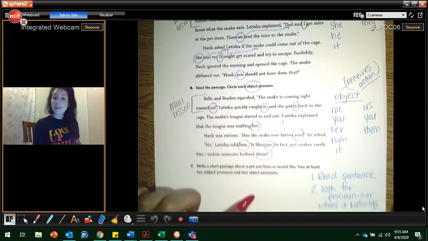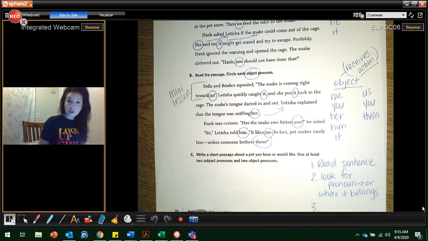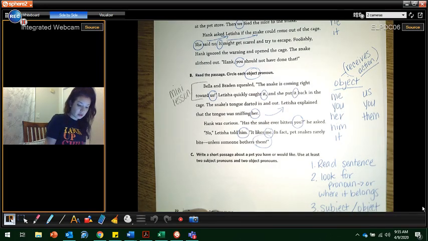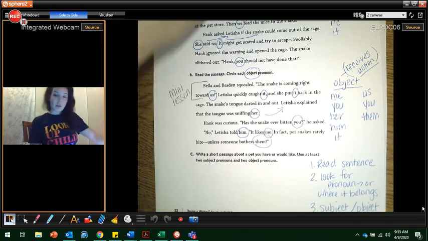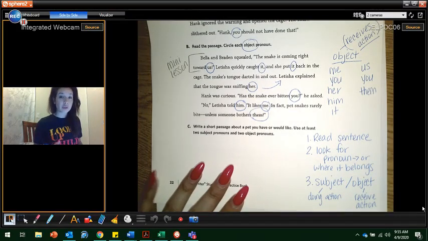So maybe it's already there, maybe you need to add it, but you need to find out where it belongs. And then you want to check, is it the subject? So is it doing the action? Or is it the object? Does it receive the action of the sentence? Because that is going to be a big deciding factor on what type of pronoun you're going to use.